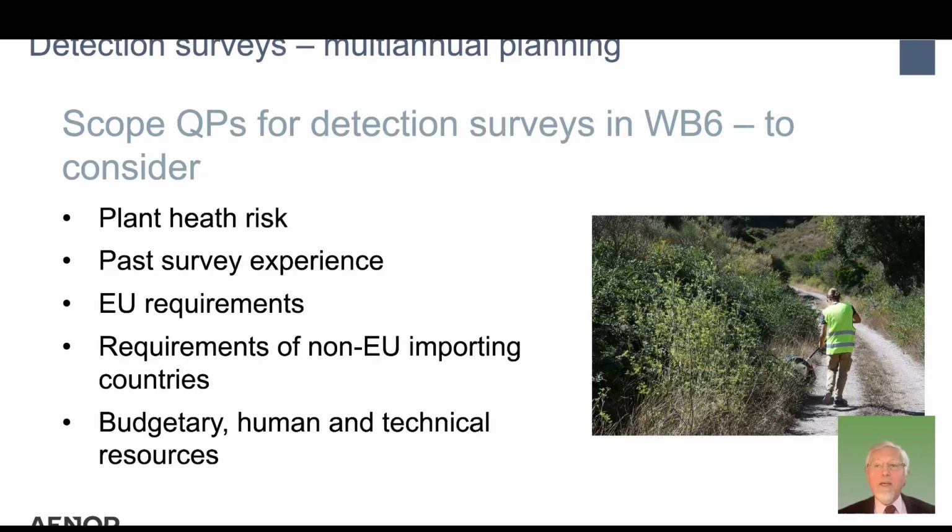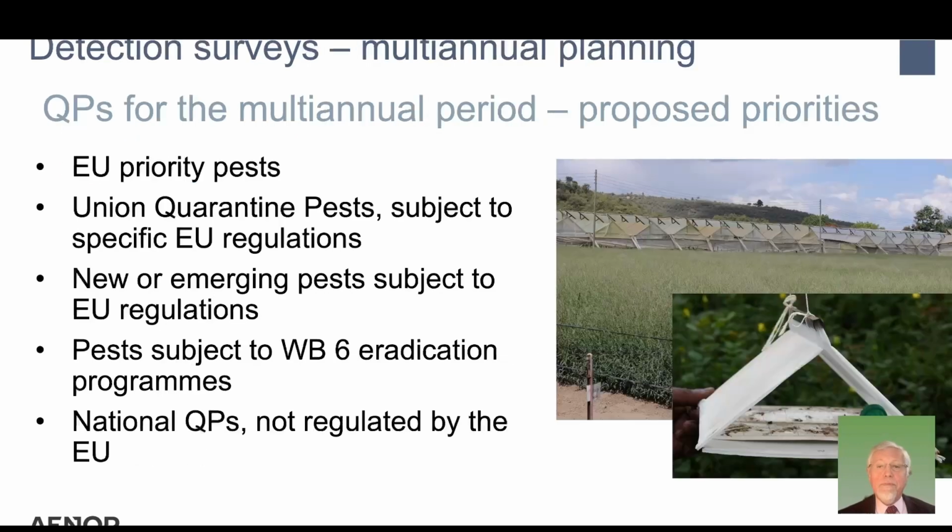For selecting quarantine pests for multi-annual detection surveys in Western Balkan 6, various aspects need to be considered, such as the plant health risk of the pest, the experience obtained during past surveys, the EU plant health requirements, the phytosanitary requirements of non-EU importing countries, and the available budgetary, human and technical resources.